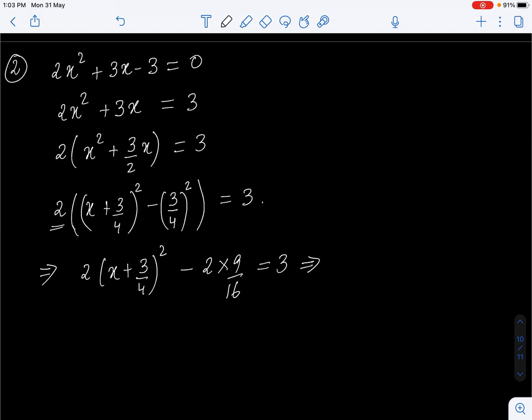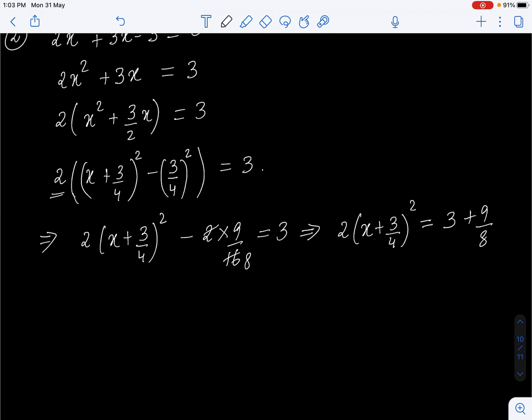So this will in turn give me 2 times x plus 3 by 4 whole square equals, this will be 9 and 8, so 9 by 8. I can take this to the right hand side, or you can say I am adding 9 by 8 to both sides. The same thing. So I will get something like this. From this finally I am getting x plus 3 by 4 whole square is equal to, what is 3 plus 9 by 8? You can use a calculator, or this is 1.125.